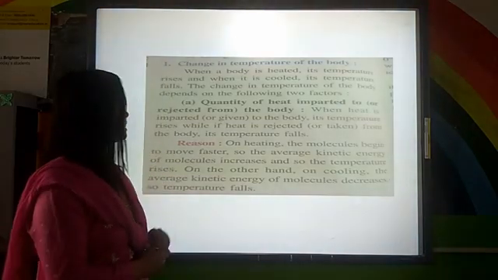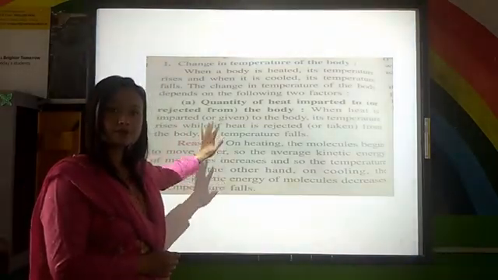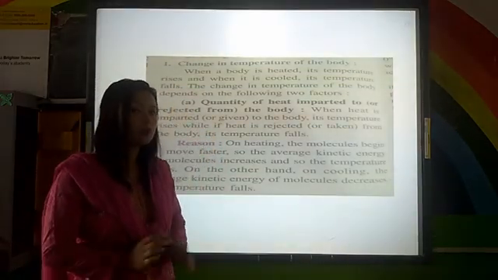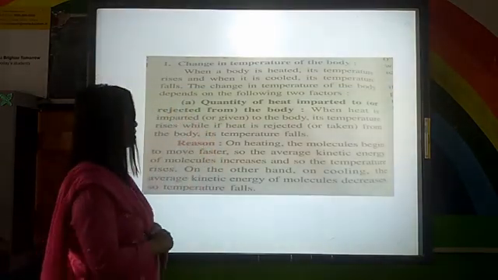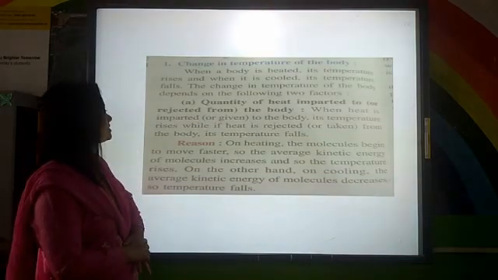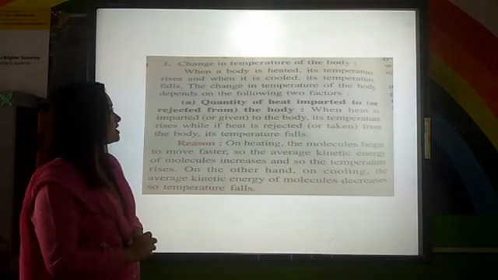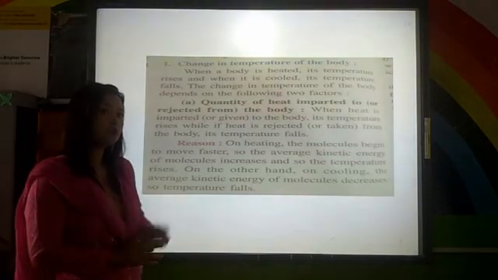Now, these are the effects of heat from the book, so I'm just referring to it here. Changing temperature of the body. Why do we have this changing temperature of the body? When a body is heated, its temperature rises. When it is cooled, its temperature decreases. The change in temperature of the body depends on the following two factors.